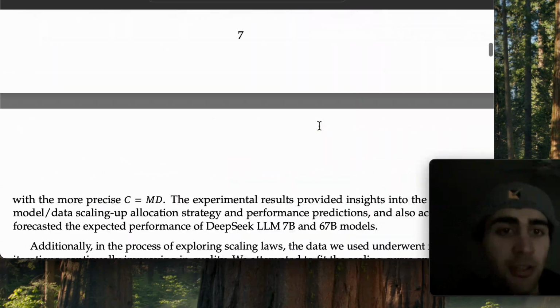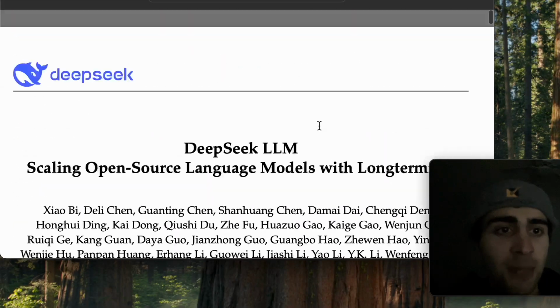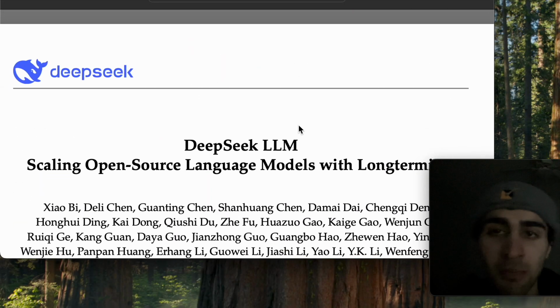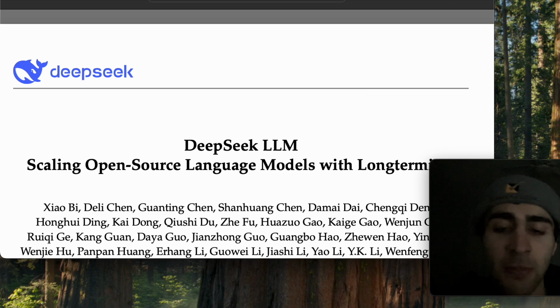There you have it. So that was a very quick rundown of the Deepseek LLM, which was the first paper publicly made by Deepseek. And stay tuned for the future videos where I'll be discussing the more novel Deepseek contributions.